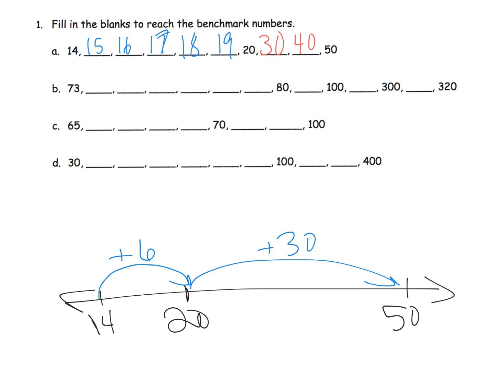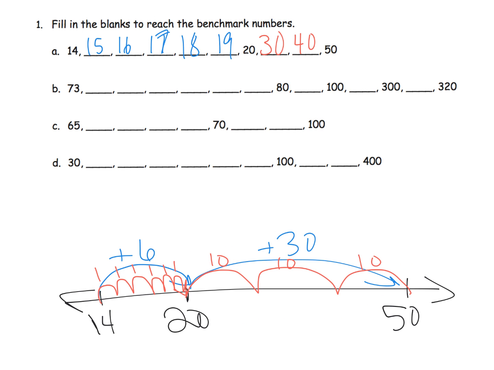Now, of course, you could use this empty number line and say, to go from 14 to 20, it's 1, 2, 3, 4, 5, 6. And then to go from 20 to 50, it's 30, 40, 50. So you can see here's our 6 hops to get to 20, and then here's a hop of 10, hop of 10, and a hop of 10 to get to 50. So you can see the connection between the blanks up here and the empty number line that eventually our students are going to be getting to.